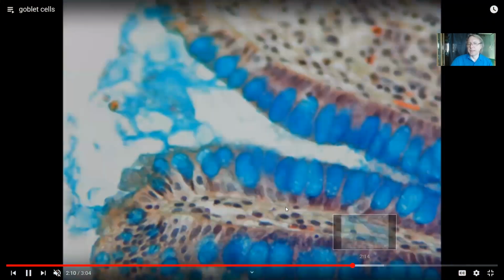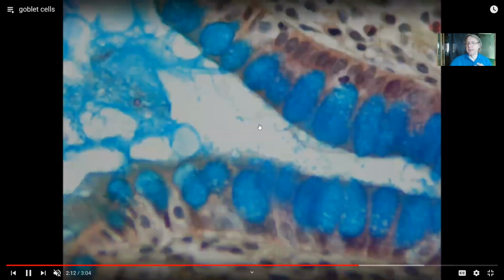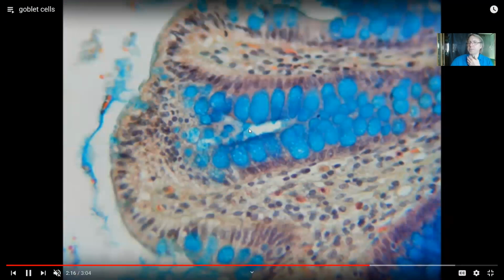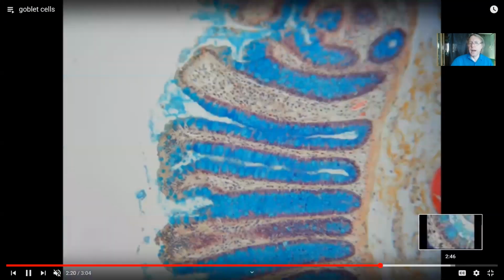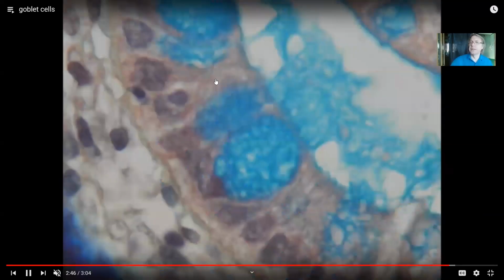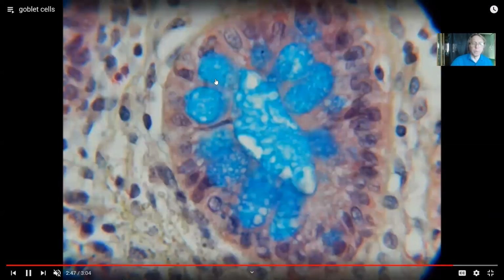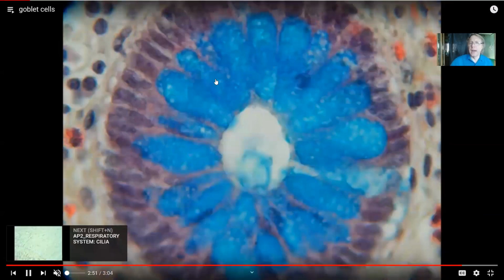Here you can see goblet cells of the digestive tract, and they've been stained. But in the respiratory tract, they would look the same. And so these are exocrine glands, but they are one-celled exocrine glands, so they are exceptions to the rules, and they don't have ducts.